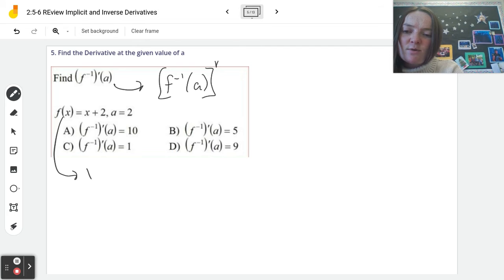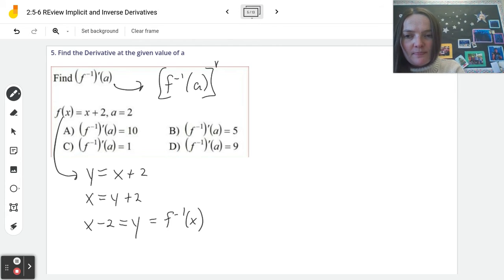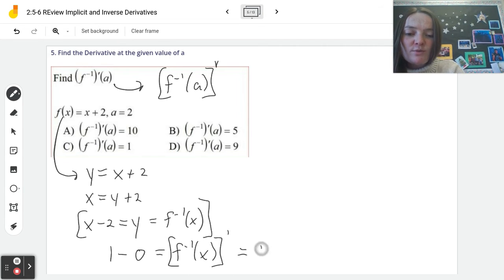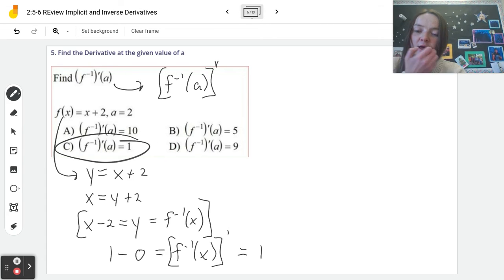The inverse of f of x: if I write it as y is equal to x plus 2, and I switch x and y, I'm going to get x is equal to y plus 2, so its inverse is going to be x minus 2, which is pretty easy. So I know that the inverse function is equal to x minus 2. They want to know what's the derivative of this. Well, that's going to be super duper easy. The derivative of x minus 2 is going to be 1 minus 0, which is equal to the inverse of x prime. So we can see here it doesn't matter what I plug in, the answer is always going to be 1, and so the answer here is C. F inverse of a prime is always going to be 1. The derivative of the inverse will always be 1.